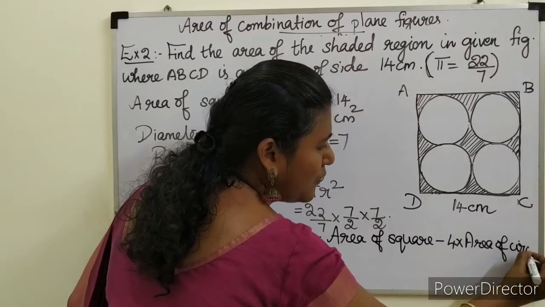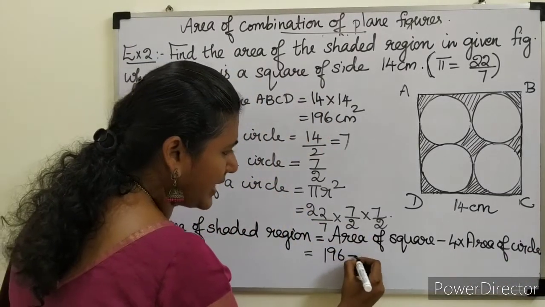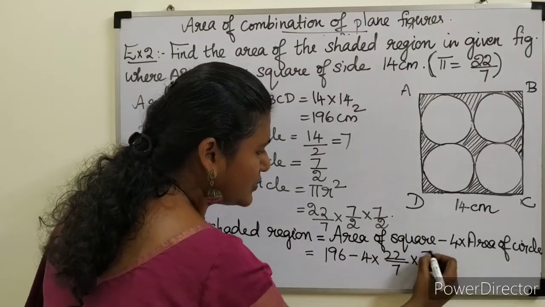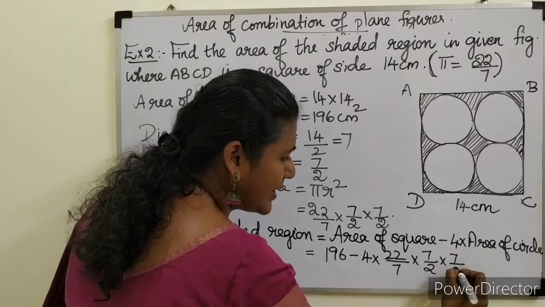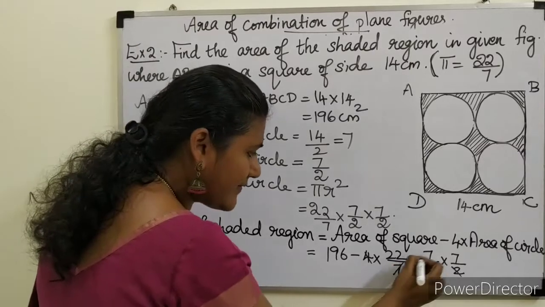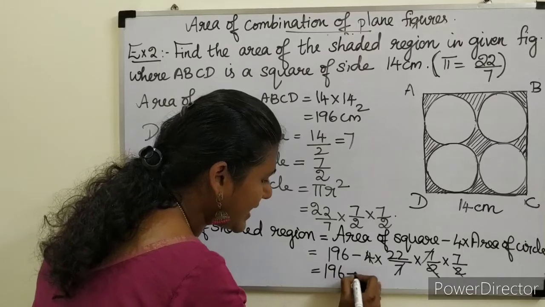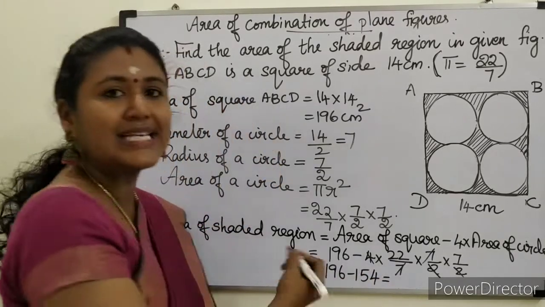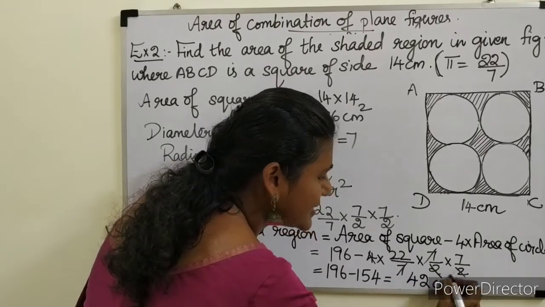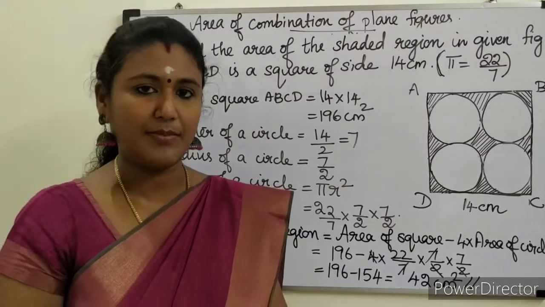So 4 times, we have 4 circles here. So area of the shaded region is area of square, 196, minus 4 into area of circle, that is 22 by 7 into 7 by 2 into 7 by 2. So we can simplify this: the 4 and 4 will get cancelled and the 7 and 7 will get cancelled. So you will get 196 minus 154. When you subtract, you will get the answer as 42 centimeter square. Therefore, area of the shaded region is 42 centimeter square.